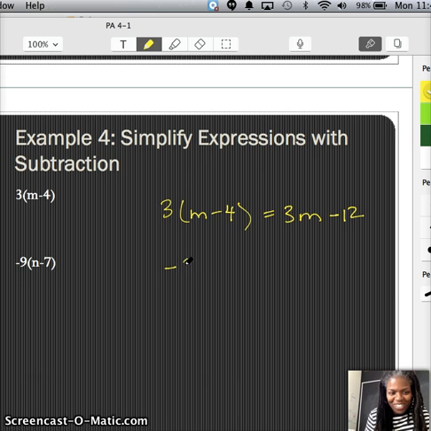All right, my bad. So negative 9 times n minus 7. I'm going to multiply negative 9 times n, and negative 9 times negative 7. And watch, when I multiply negative 9 times n, I get negative 9n. Not surprising. But when I multiply this negative times this negative 7, I end up with a positive 63.